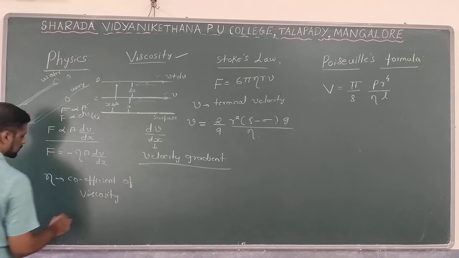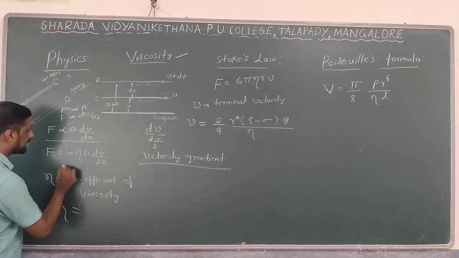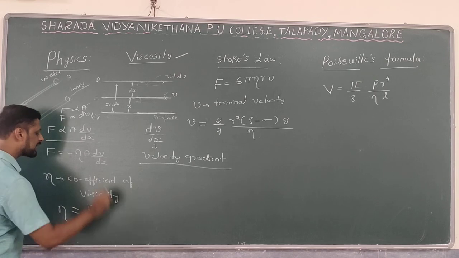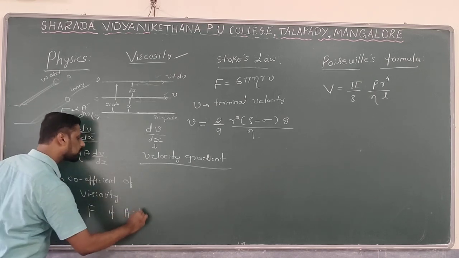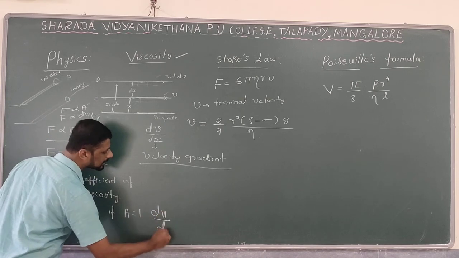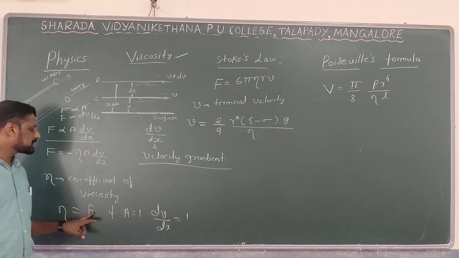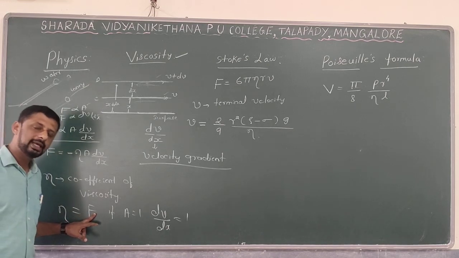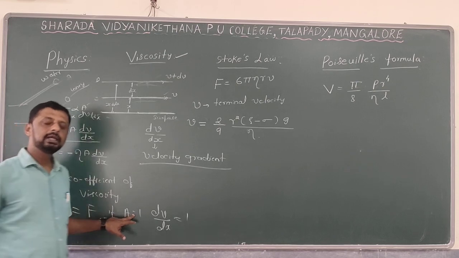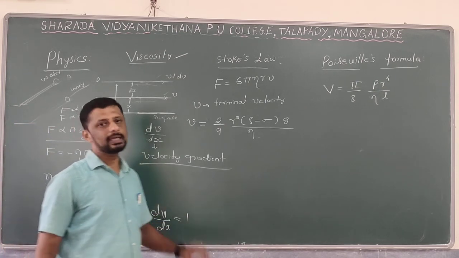By using this expression, how can you write the expression for the coefficient of viscosity? Eta is numerically equal to F, if A is equal to 1 and dV by dx is equal to 1. The coefficient of viscosity is numerically equal to the viscous force acting between two layers of the liquid which have unit area of contact as well as unit velocity gradient.